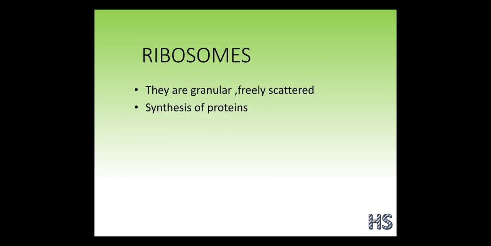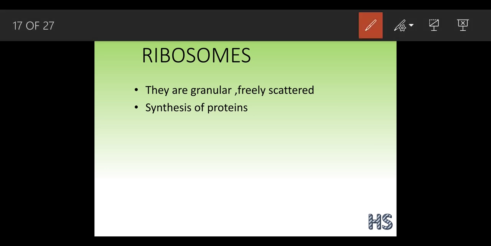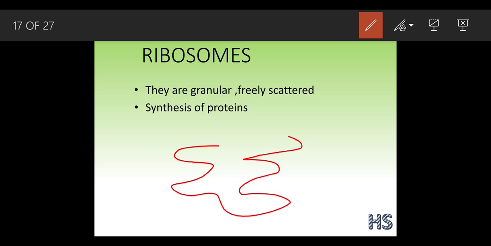Now what are these ribosomes? They are granular, freely scattered, and help in the synthesis of proteins. We have studied the endoplasmic reticulum. How is the structure like this? Okay, this was the structure of the endoplasmic reticulum.